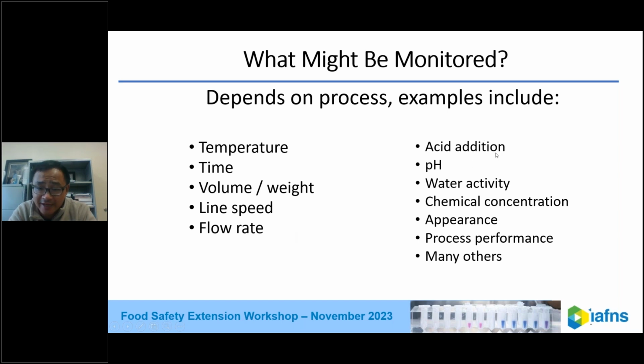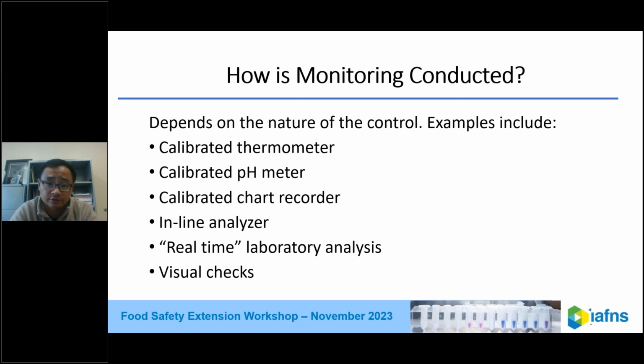How much acid do we need to add into pickle samples to make sure the pH is lower than 4.6? And water activity: for low acid foods, water activity is important. And chemical concentrations. For example, if you are using peroxyacetic acid, you need to make sure it is below 96 ppm, and you need to make sure that concentration is reached. Appearance, process performance. Now, they talk about many others. This is also included: the metal detector is on, the sizing bar is on, to make sure oversize will be rejected.